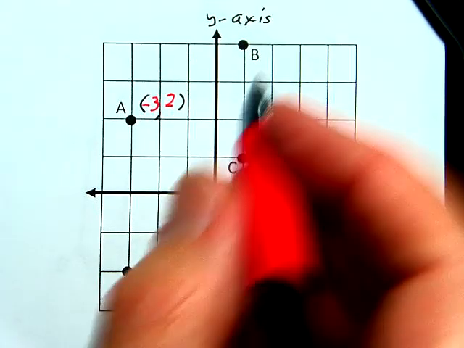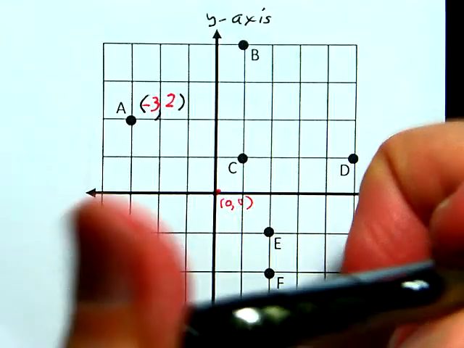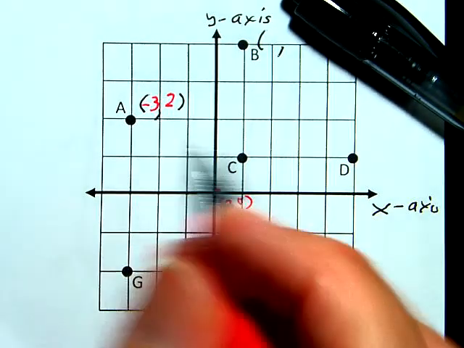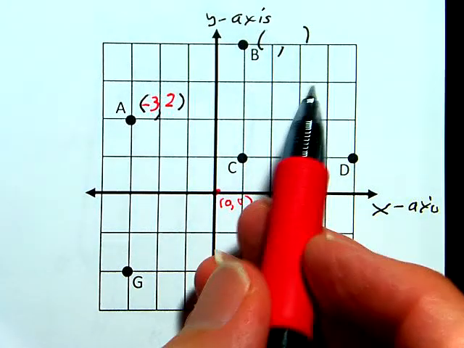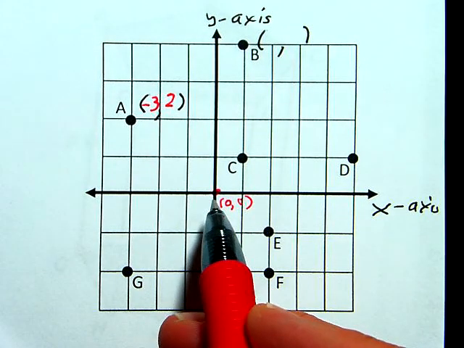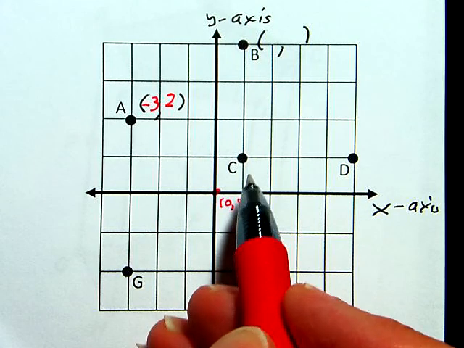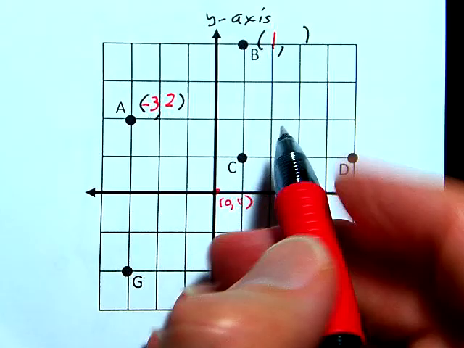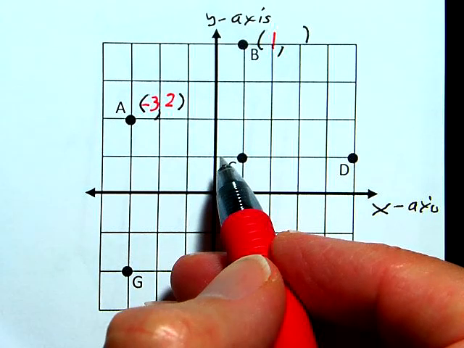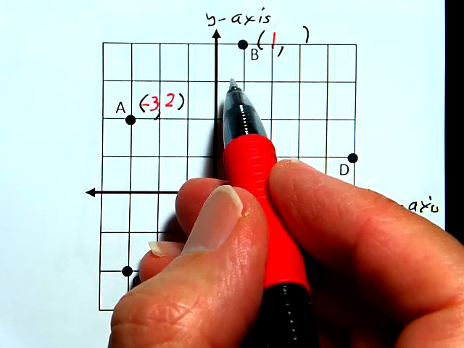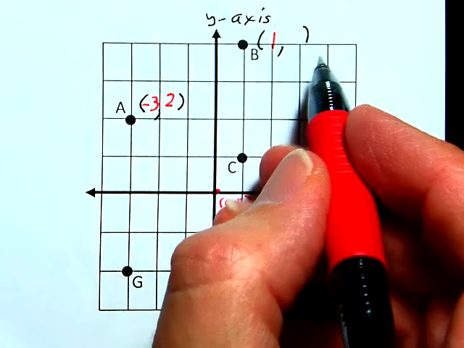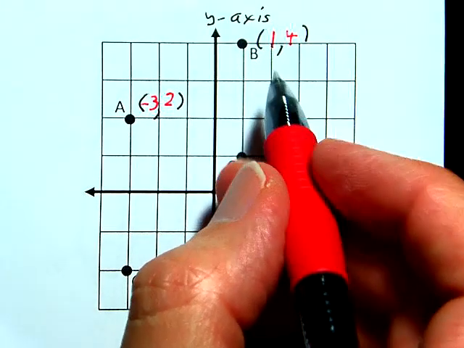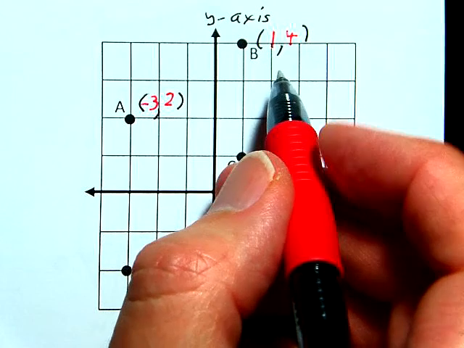Let's do the same thing for B. Let's find the coordinates for point B. We have to find first the x-coordinate. It comes first. For B, it's only 1. We move 1 to the right, and that gives us the line that goes through B. So we've got 1, and then how far up on the y-axis is point B? Got to do 1, 2, 3, and 4. It's 4 points up in the positive or up direction. So 1, 4 are the coordinates for B.